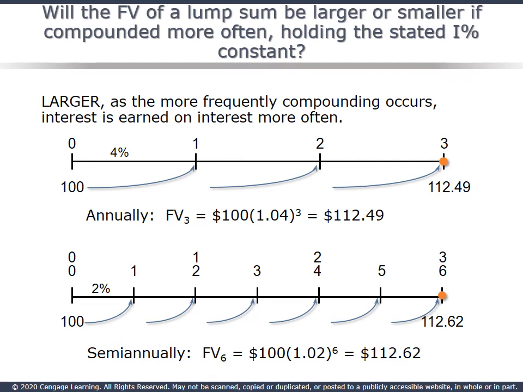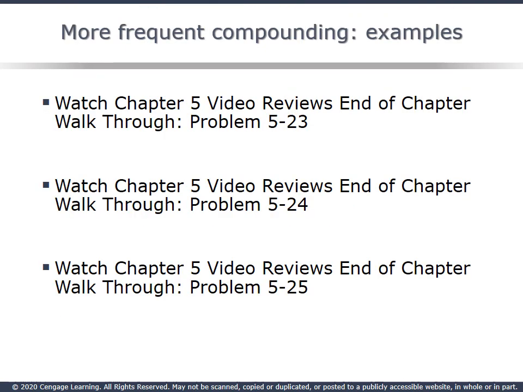Doesn't look like a lot, but if we were talking about $100 million, we'd be talking about more than just a few cents. So here are 3 separate problems that are worked for you. Problems 523, 24, and 525. You can find them in the video reviews. Probably be a good idea to try to work them on your own first and then watch the video reviews.